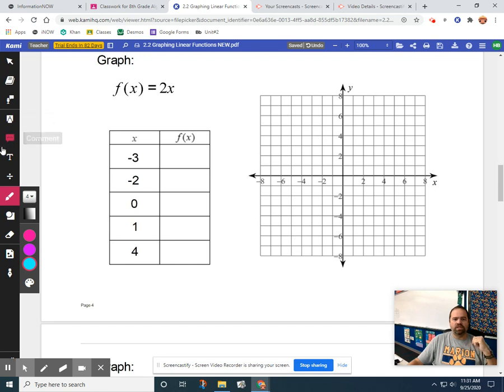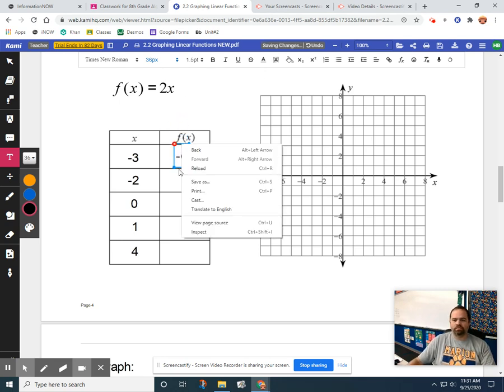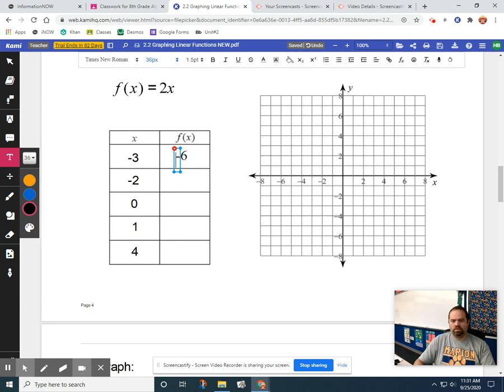Okay, going on to the next one. Again, a real nice straightforward function. It's just 2 times whatever the x is. So this guy's -6, -4, 0, 2, and 8. Again, so I just used my text box tool, and I kind of had to play around with the position to get it where I wanted it. And you can switch the color if you want.